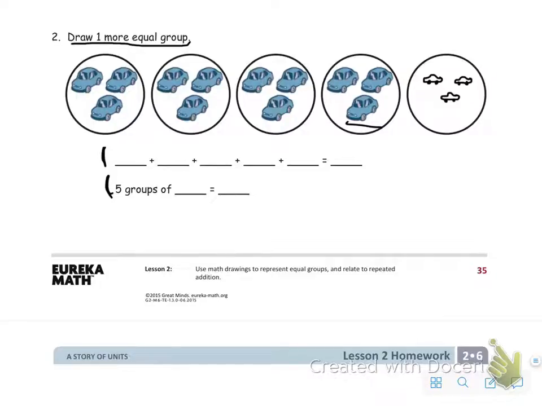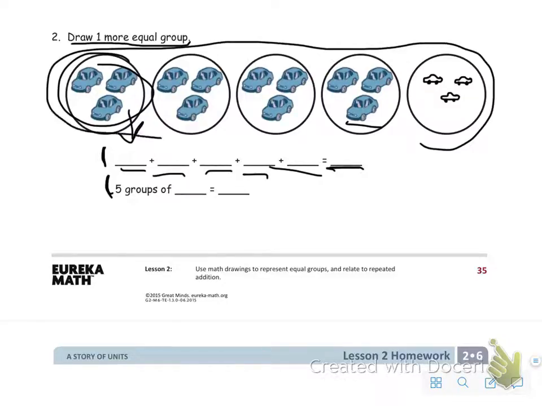So this is again where I need to do my repeated addition, so fill in all of these blanks with the number of cars that are in each group. Okay? Then that is equal to all of these cars added up. Alright? So that's what you would put in this blank right here. Then of course don't forget to fill in this.